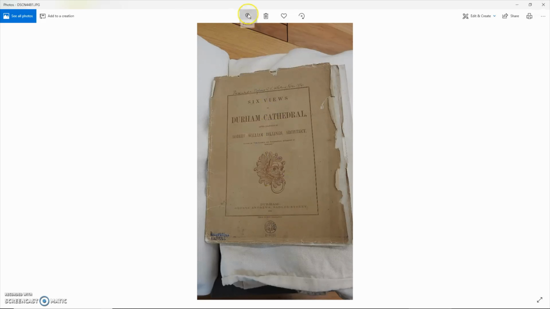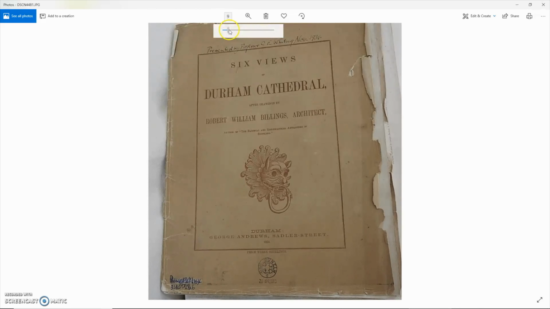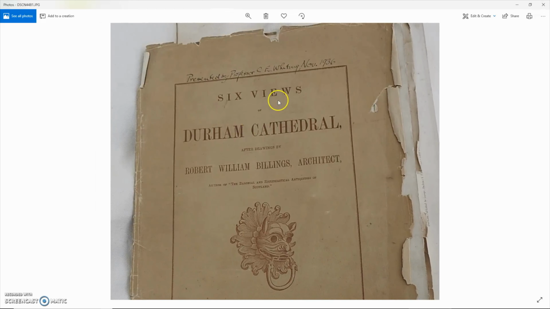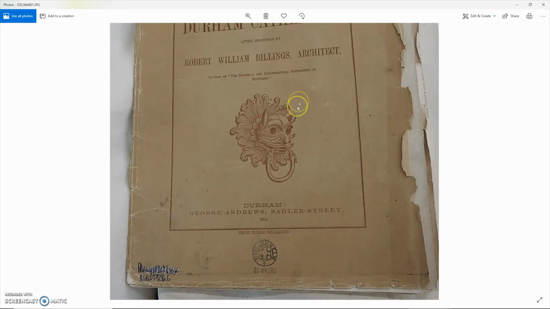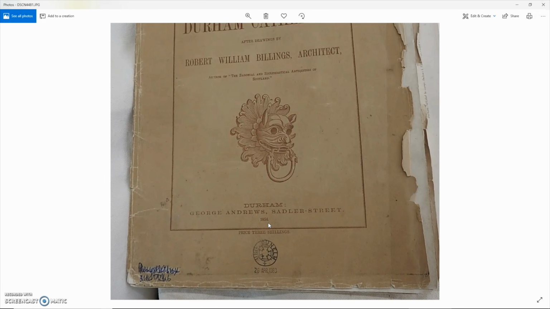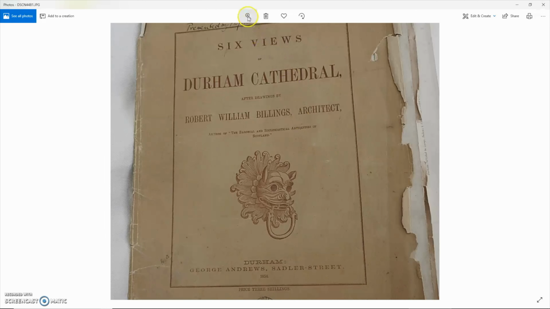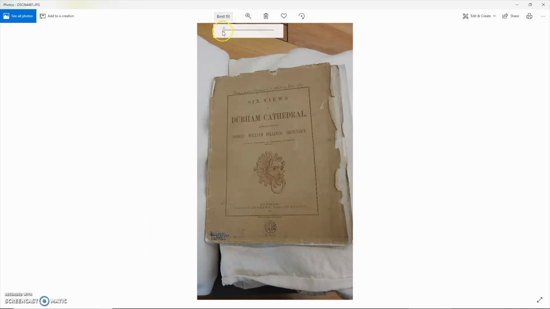So if we now zoom in, we can see that the book is titled 6 Views of Durham Cathedral after drawings by Robert William Billings, architect, and we can see that it was published in 1854. The book is actually located in the Durham City Palace Green Library Special Collections. It comprises 6 plates dated between 1841 and 1848. The drawings are all by Billings.